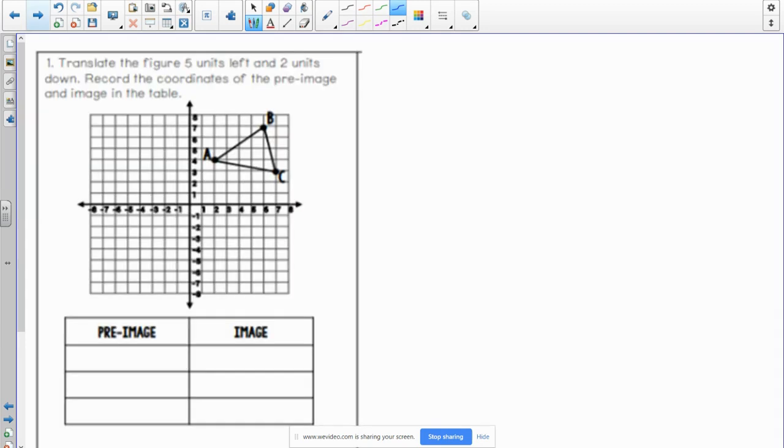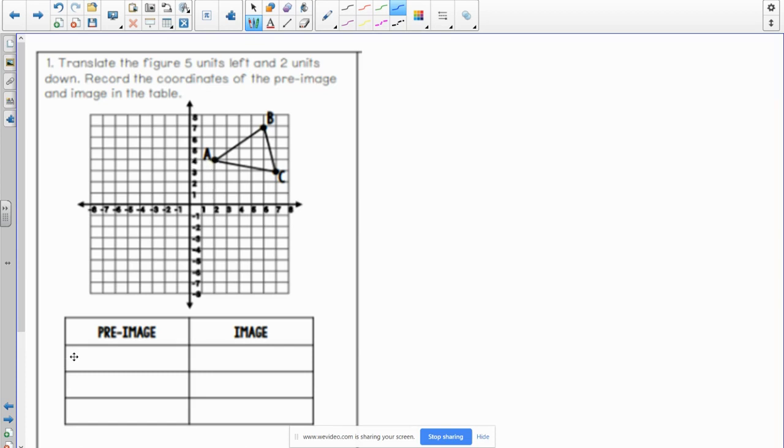So our first one is: translate the figure 5 units left and 2 units down, and then record the coordinates of the pre-image and image in the table. So we're going to start here. How you do this is you just pick a point, and then you move that point, and then you move every single point on that. So A is right here at 2, 4.